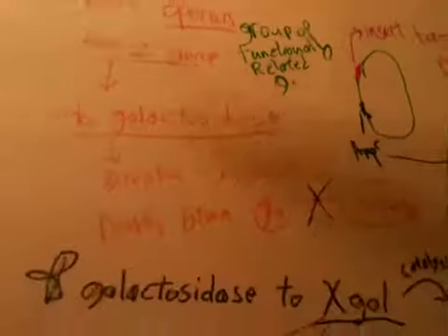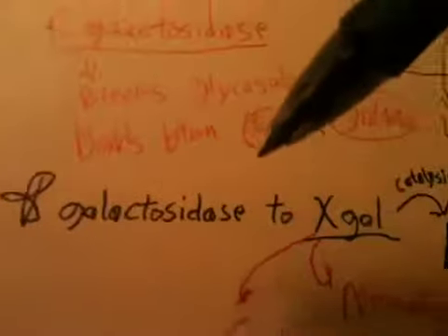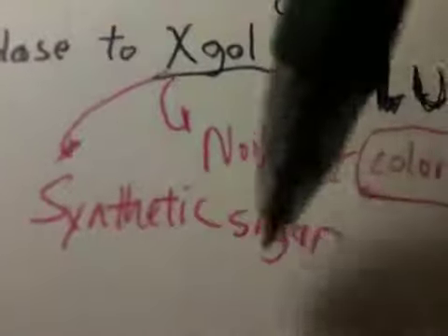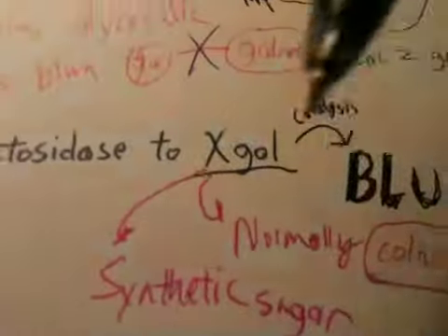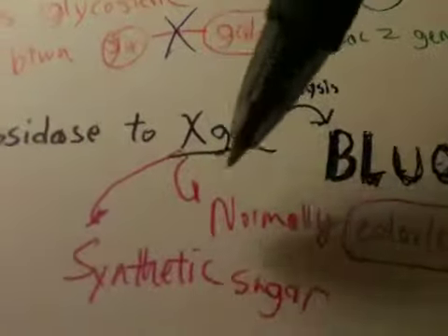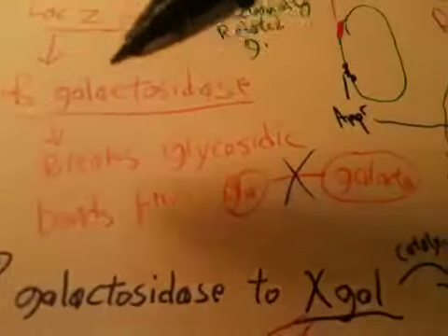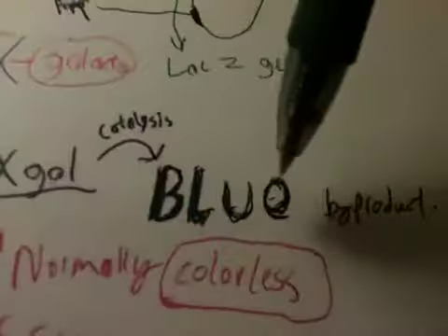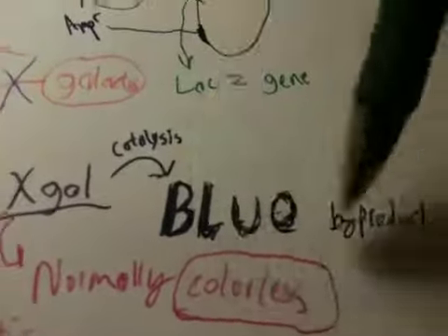But one thing that we can do is expose beta-galactosidase to something called XGAL. XGAL is normally colorless and is a synthetic sugar, so it's something that's man-made. We made it. It doesn't exist in nature. But whenever we expose XGAL to beta-galactosidase, it turns blue. It results in a blue byproduct being produced. And so I just wanted to show you a visual representation of this.